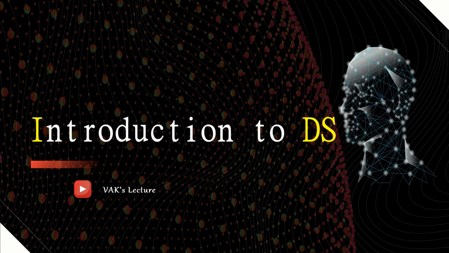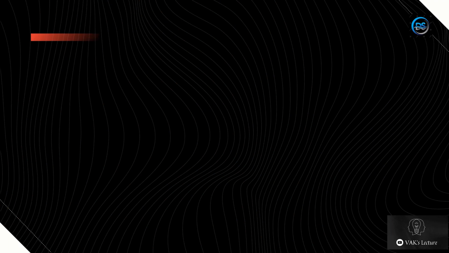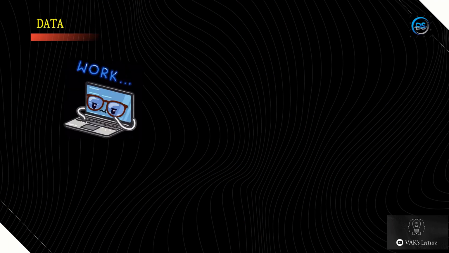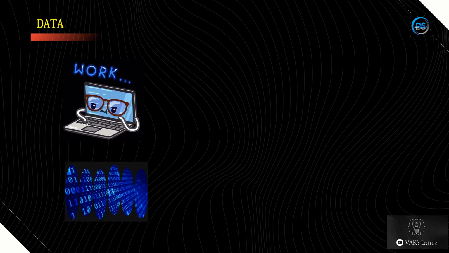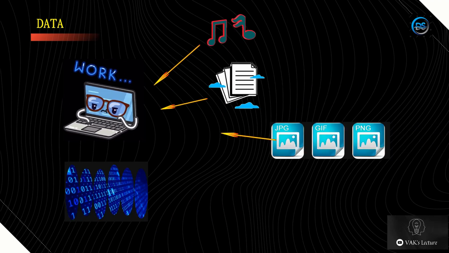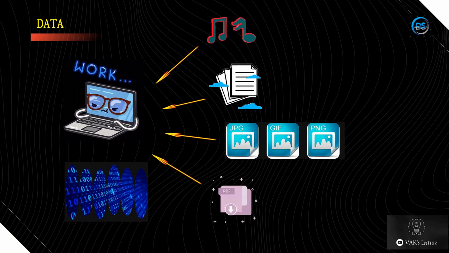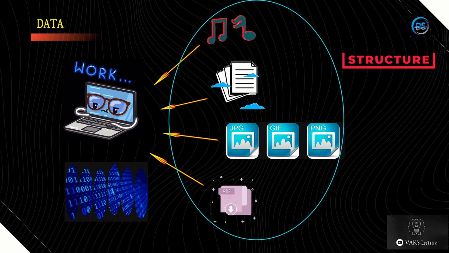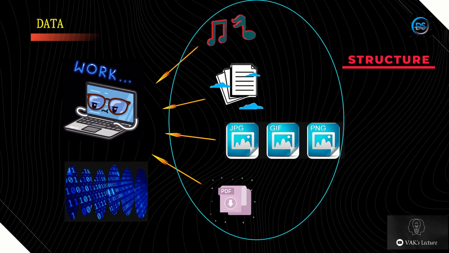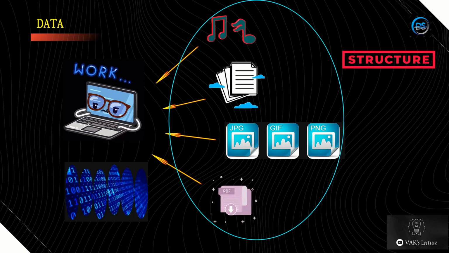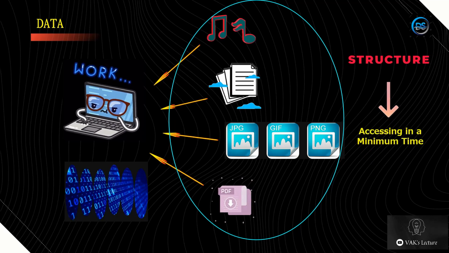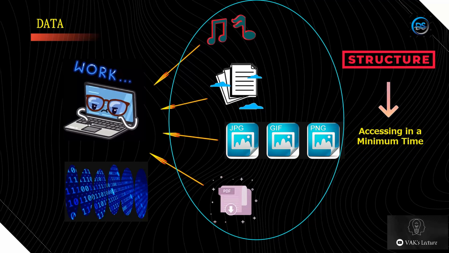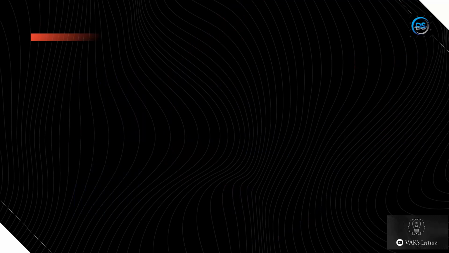So let us start. Before going to learn about data structure, first of all, what is data? Anything stored in the computer is in digital form. It could be a song, word file, image file, PDF file, or anything stored in digital form is data. We have to provide a structure to this data, which means that we have to provide a storage format to be able to access that data in the future in a minimum time and to be able to modify and update it. So, first let us see the definition of data structure.